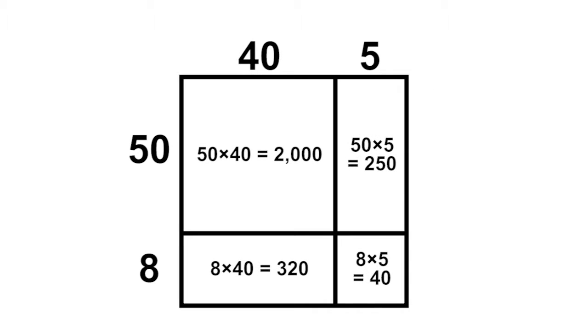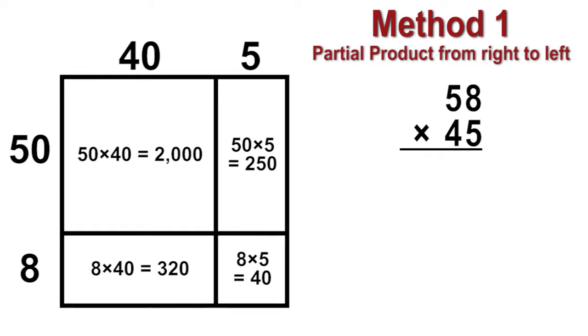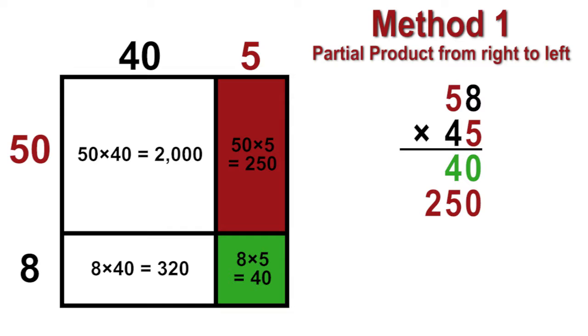Let's look back at the area model we created for the multiplication problem of 58 times 45 and correlate it to the algorithm used in method 1. This algorithm starts with the ones place in the second factor, then moves to the tens place, or from right to left. 5 times 8 equals 40. This is shown in green on the bottom corner of the area model and represents the ones place multiplied. The next step will be to multiply 5 times 5 tens, or 50, for a partial product of 250. This is shown in the red part of the area model.